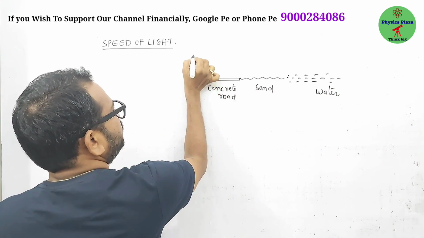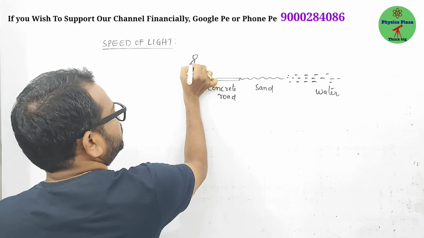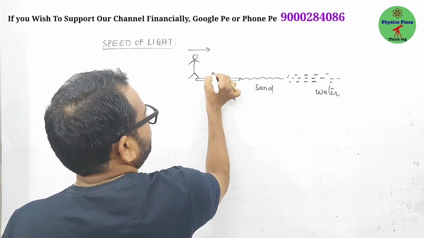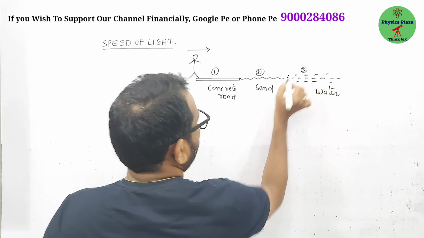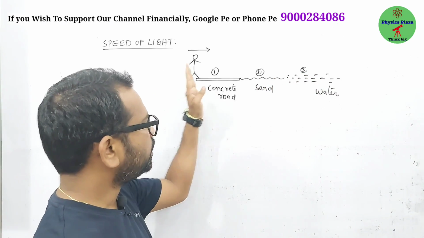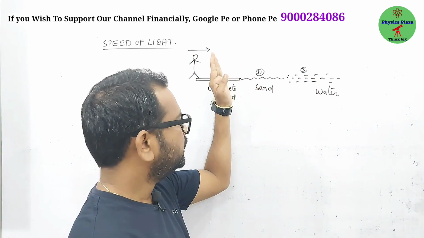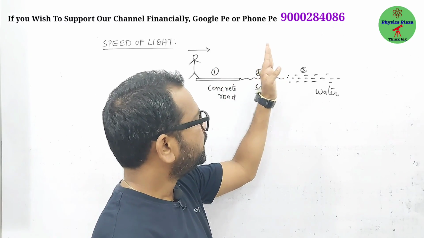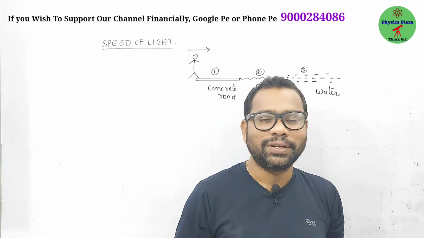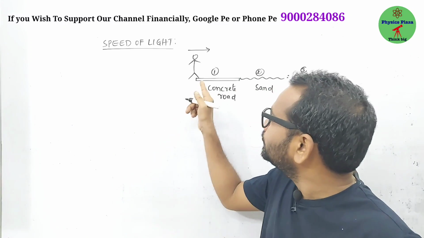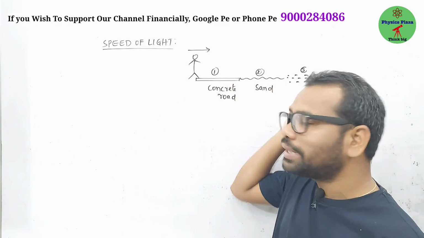Now from here one person is coming. He is going like this. The first situation, second situation, third situation. Now first let us say that he crossed the concrete road, entered the sand, then he crossed the sand road and entered water and he crossed also. Now my question is a simple question: do you think that the person will go with the same speed in these three cases?